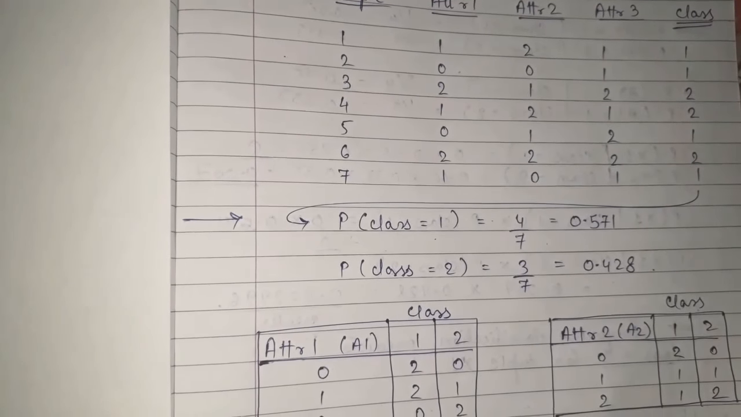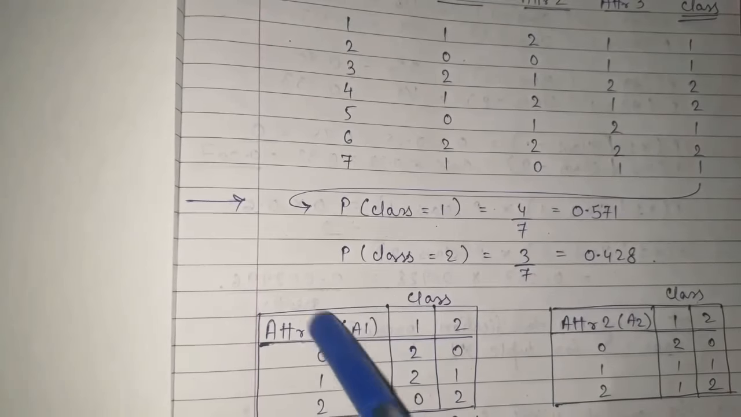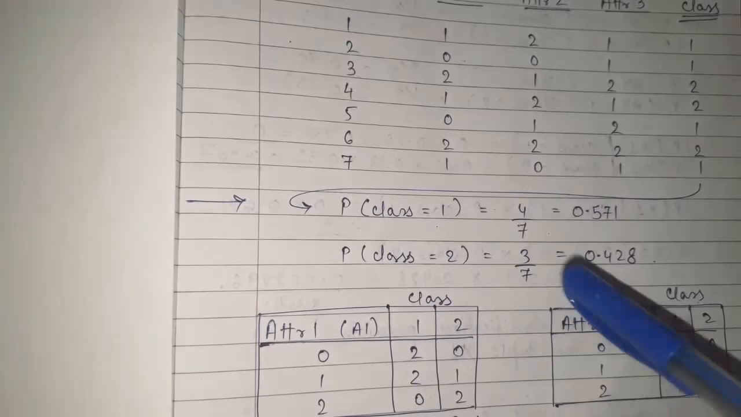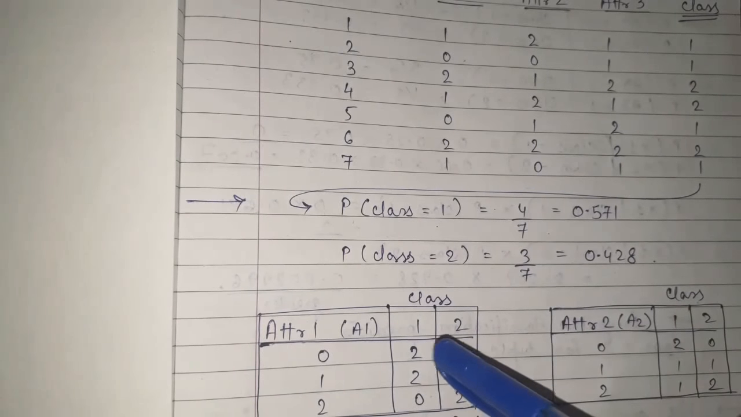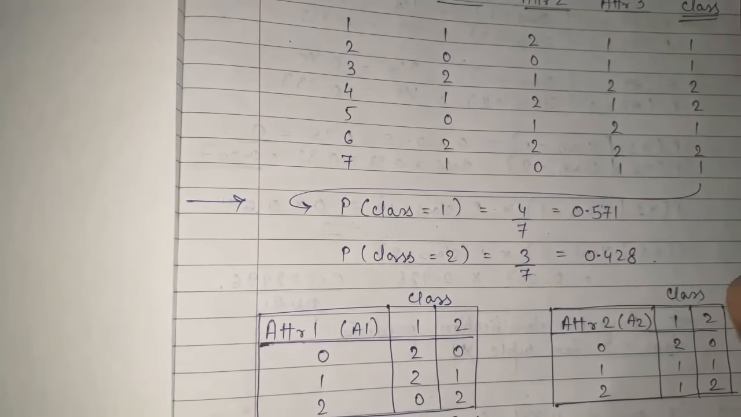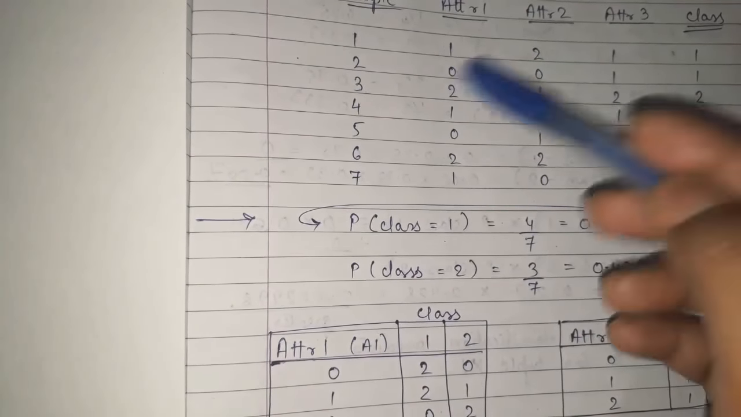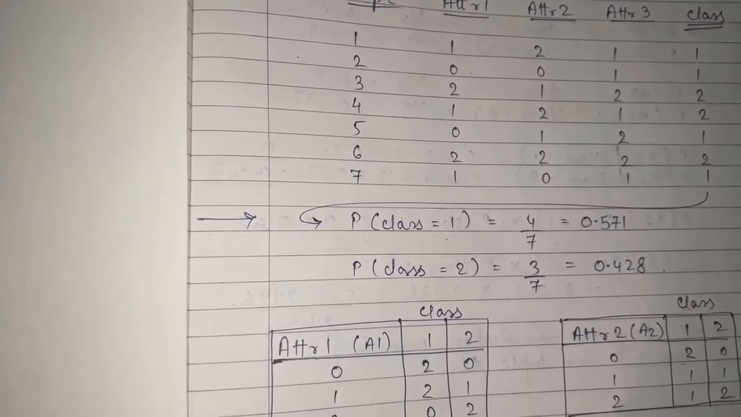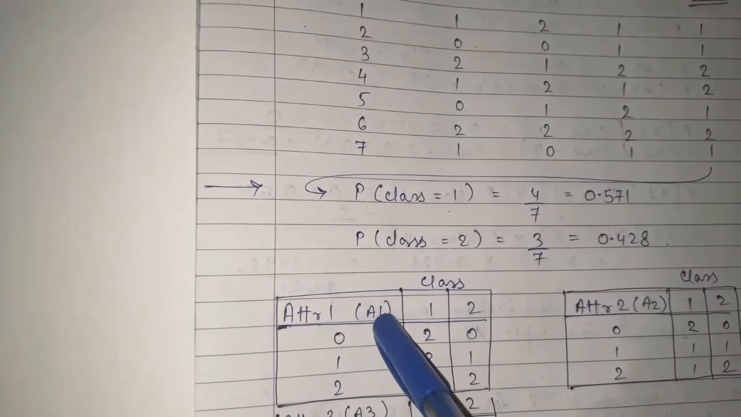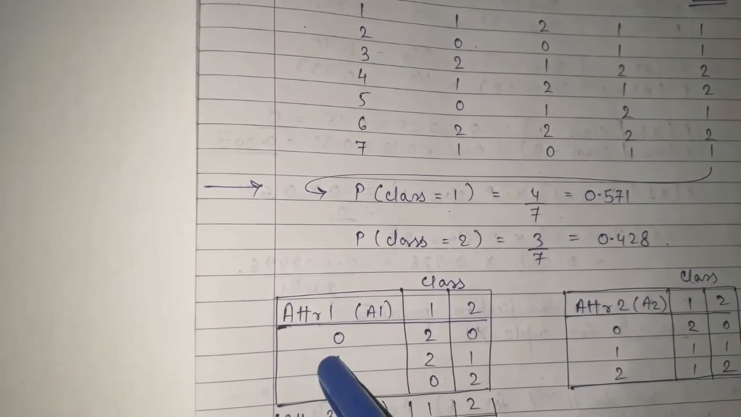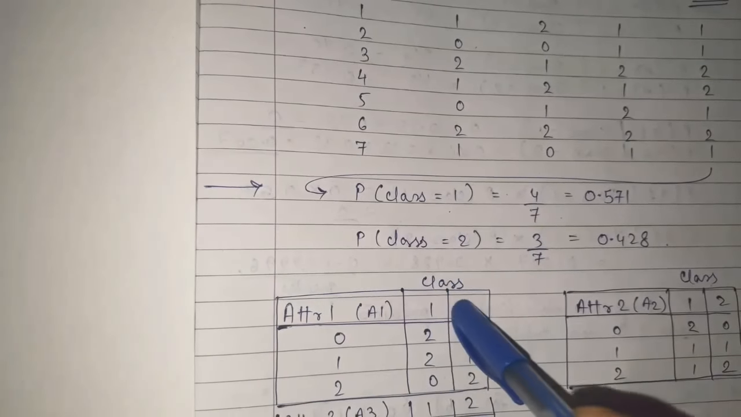In the next step, we will be making the tables for attribute 1, attribute 2 and attribute 3. And what will be there in the table? How many possible values of attribute 1, attribute 2 and attribute 3 are there: 0, 1 and 2. All the values are the combinations of 0, 1 and 2, right? So we are writing all the possibilities. For attribute 1, the possible values are 0, 1 and 2. Now we were classifying them as class 1 and class 2.